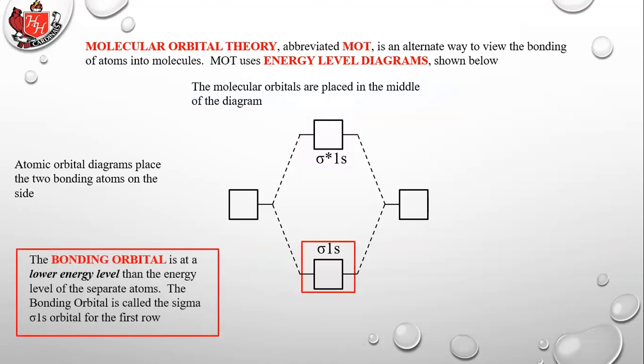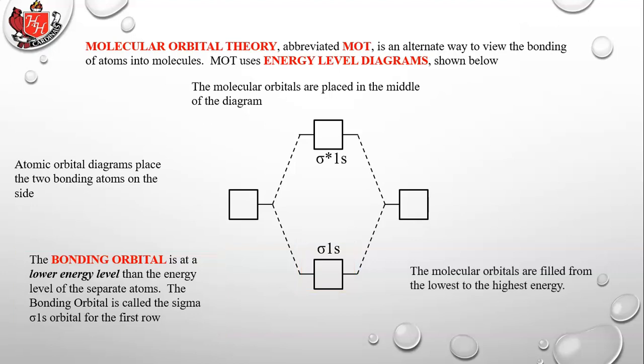So the bonding orbital, the one at the bottom, is at a lower energy level than the energy level of the separate atoms. The bonding orbital is called the sigma 1s orbital for the first row. So again, that's hydrogen and helium. Molecular orbitals are filled from lowest to highest energy. The electrons first want to go to the lowest energy levels, and then to the highest. That's very much like the Aufbau principle that we talked about in the last lesson. They want to start at the bottom and work their way up to the top.